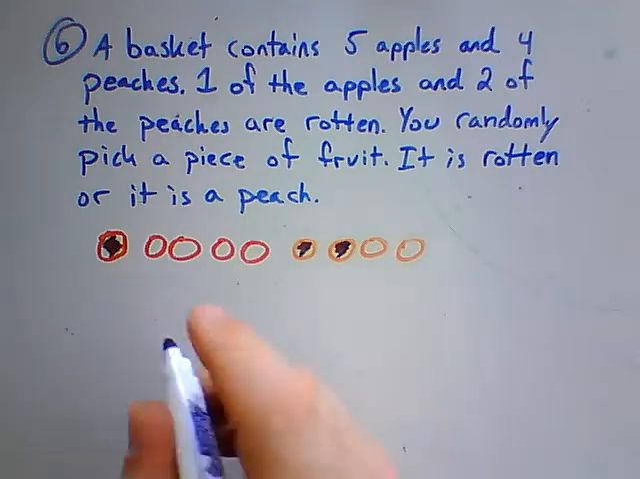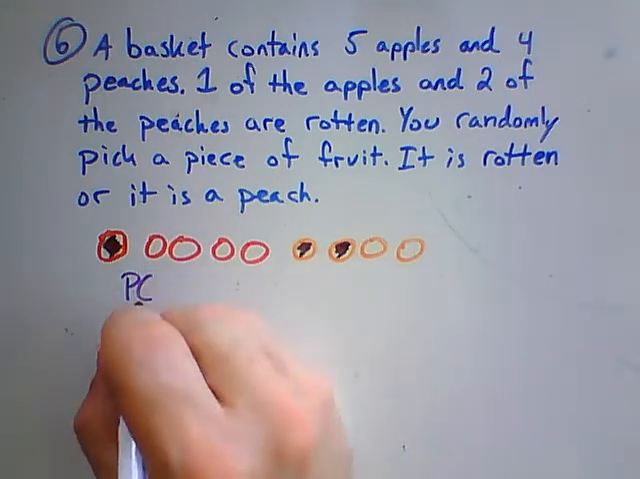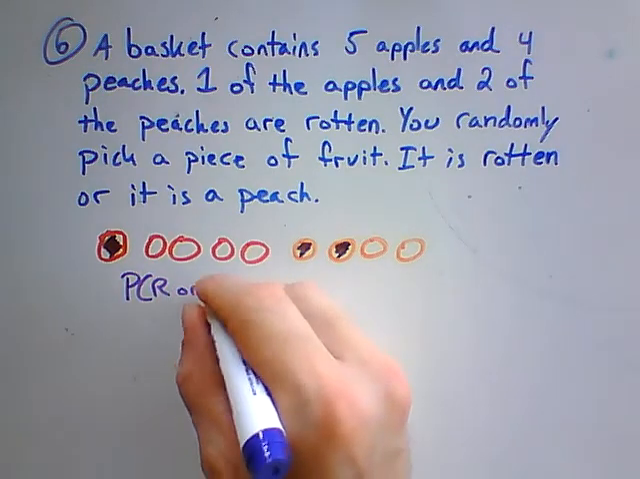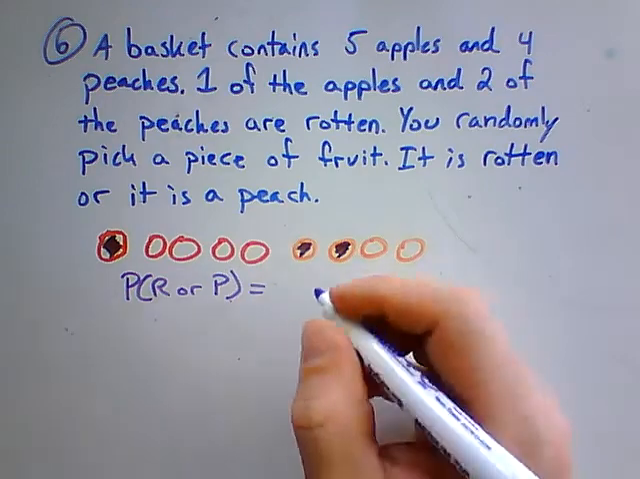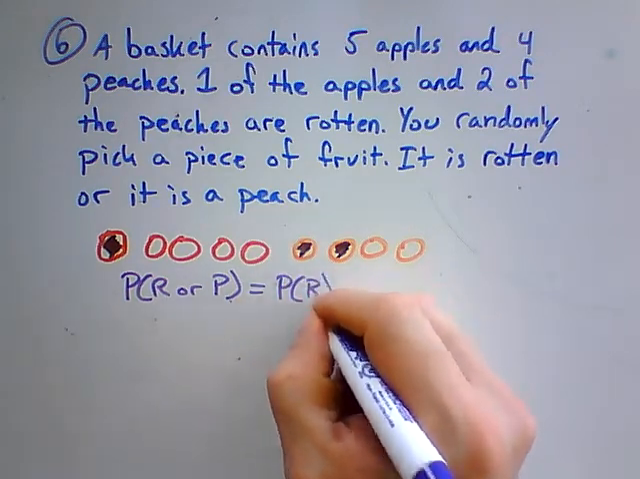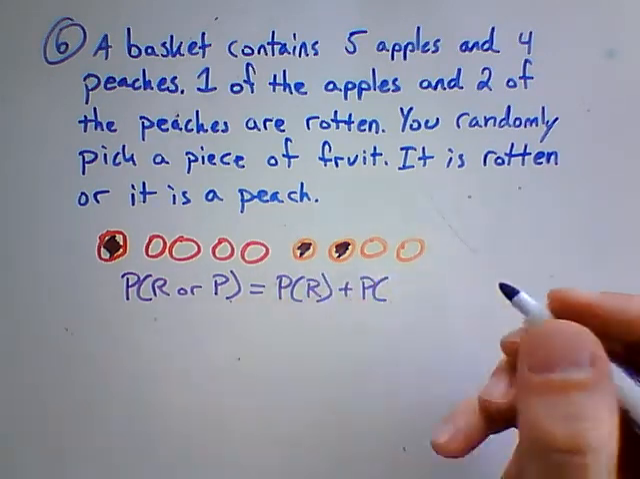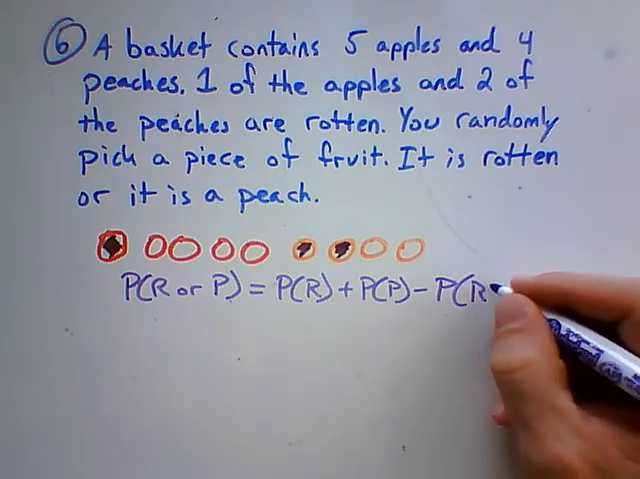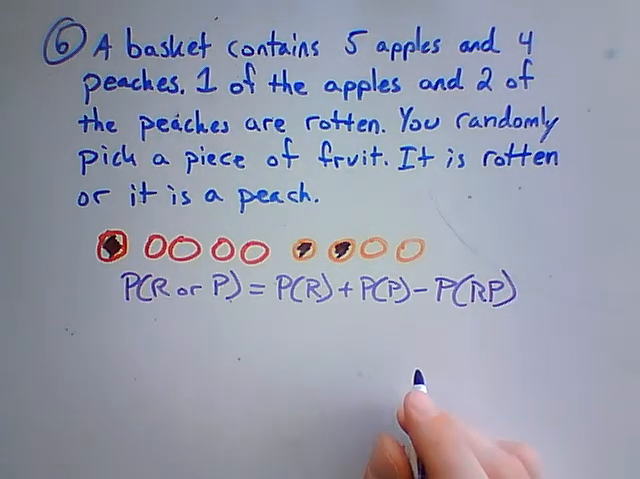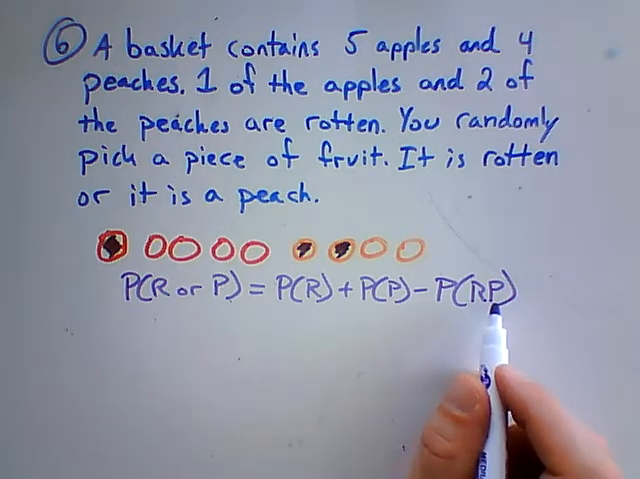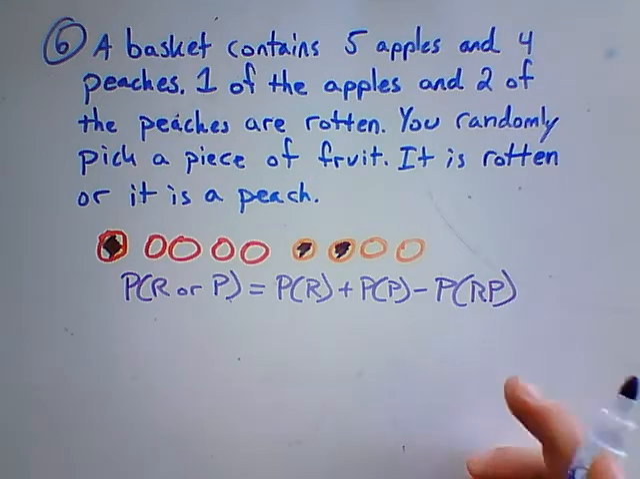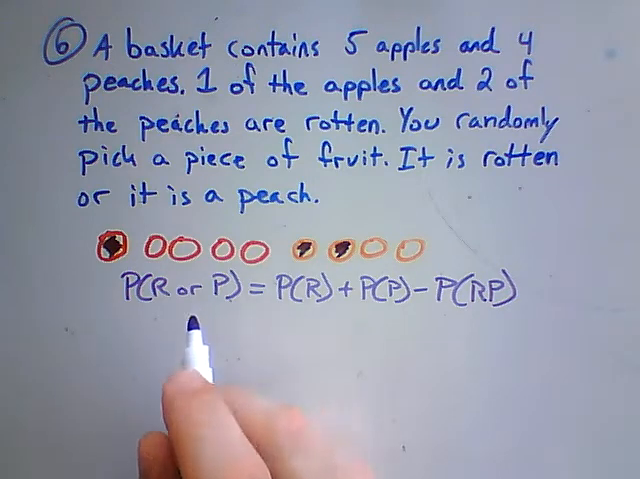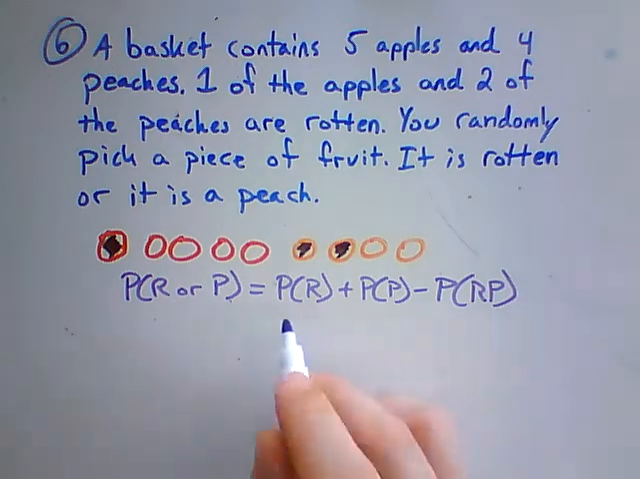Alright. Now let's get to work. So the probability that they are rotten, make that an R, or a peach, make that a P, is going to be the probability it's rotten plus probability it's a peach minus probability it is a rotten peach. And a lot of times if you have to do both things, you'll skip the word and just kind of put them together. That's sometimes legitimate, sometimes not. So I don't have that yet.